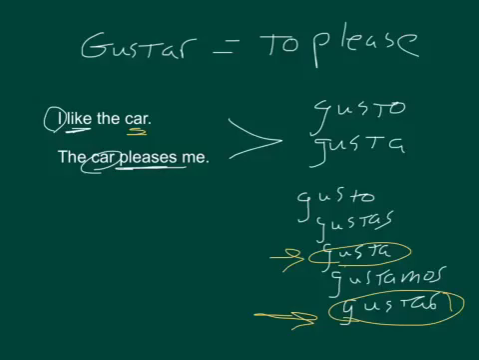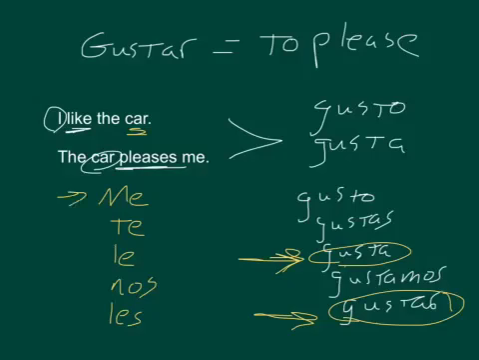So if you say gusta, that'd be saying it pleases. And then we have to say to me, or to you, or to he or she, or to us, or to them. And so we use one of these two forms with, well, it's called an indirect object pronoun. You'll learn about it later. For right now, you just have to memorize it. But me, te, le, nos, les.